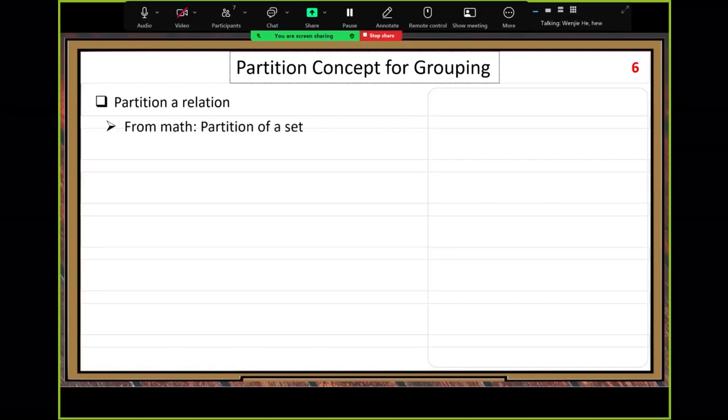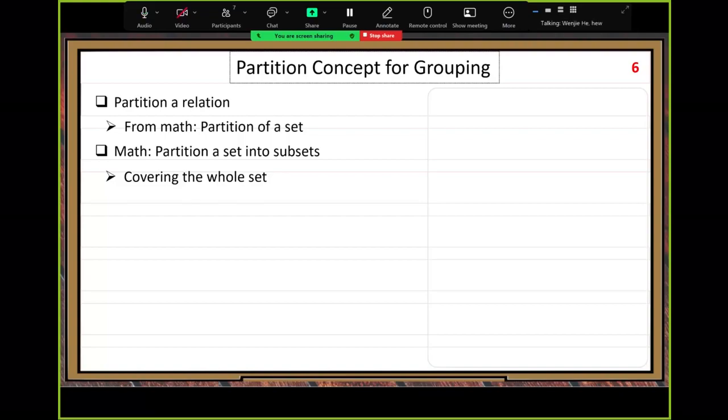All right. From math, partition of a set. In math, we have a concept, partition a set. Given a set, we can break it into subsets. The way to break it into subsets, we call it a partition. So how to partition a set into subsets? Let's recall the concept in math. First, the partition should cover the whole set.